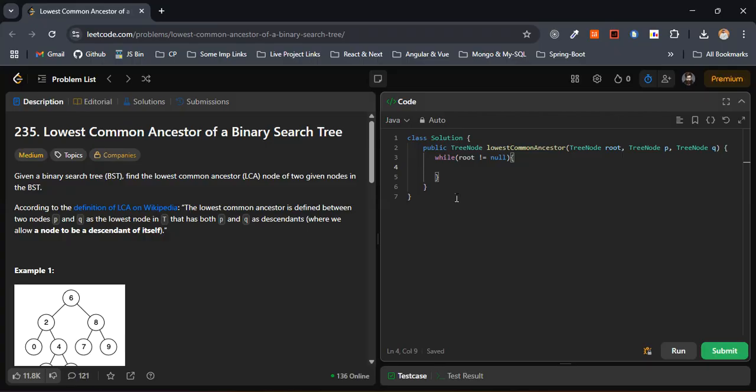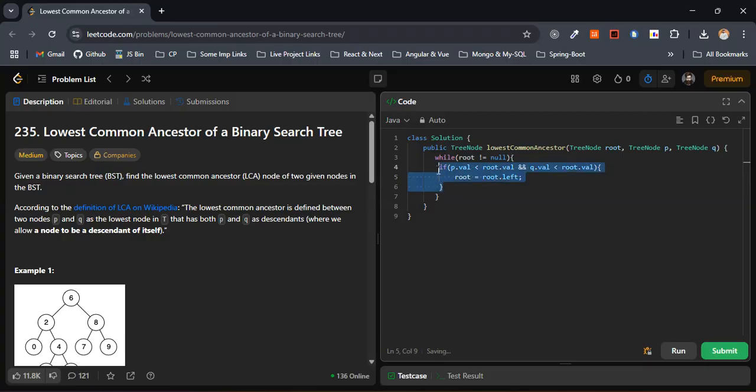First, if both nodes are in the left subtree, then we can write it by making use of an if condition. If p dot val is less than root dot val and q dot val is less than root dot val, then we will assign root equals root dot left. So this is for the condition when both nodes are in the left subtree.